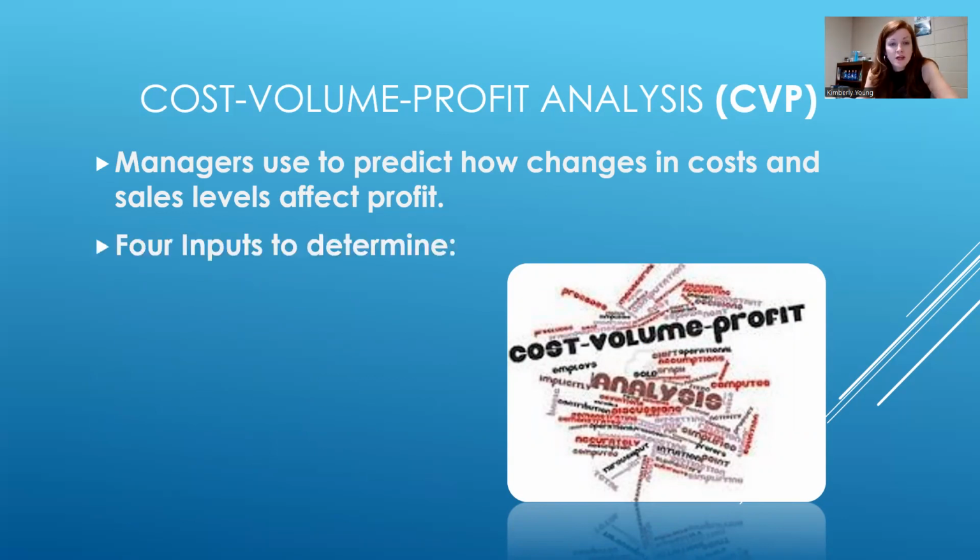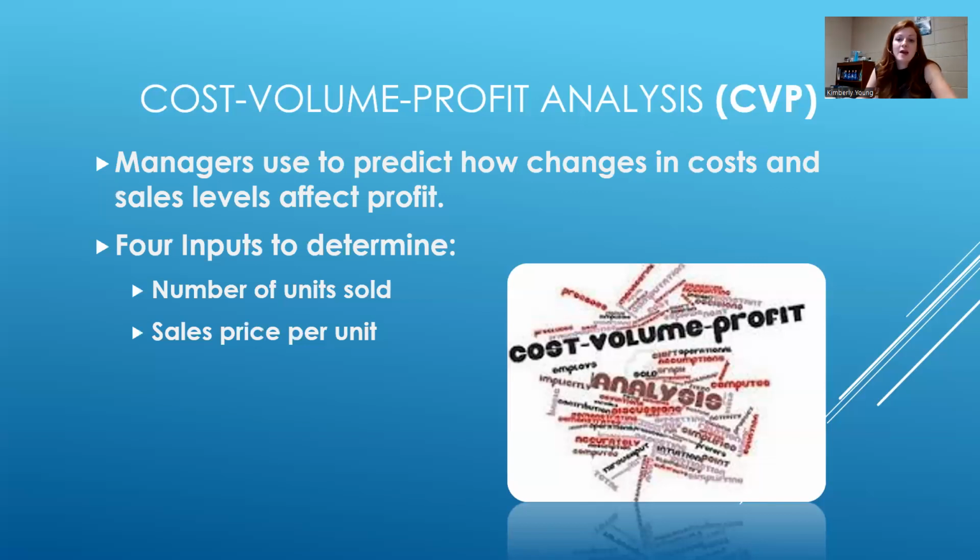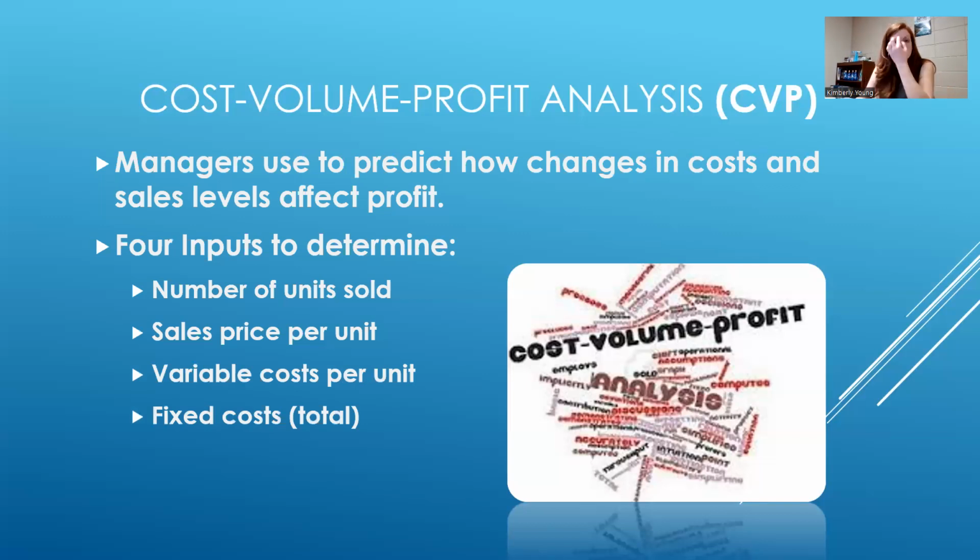So there are 4 different inputs that we need to determine before we can calculate the cost volume profit. The first one is the number of units that are sold. That's super important, along with the price per unit. Those are things we have to know in order to know how many we should produce and if it's worth getting into the fixed costs that we're going to have to face. Then we have our variable and our fixed costs. So these are all super important for us to know.